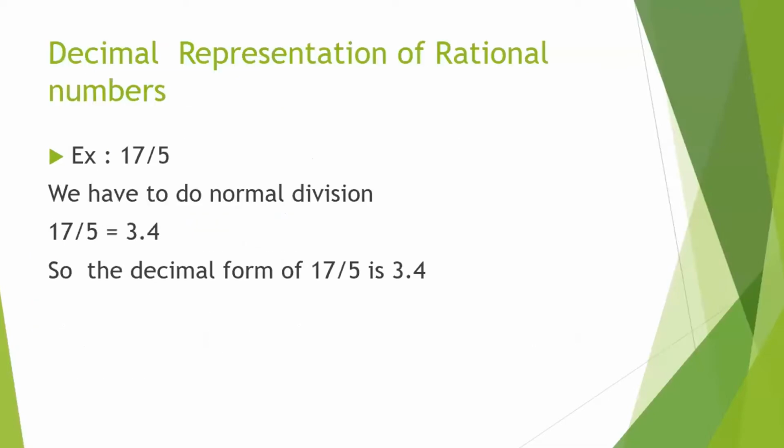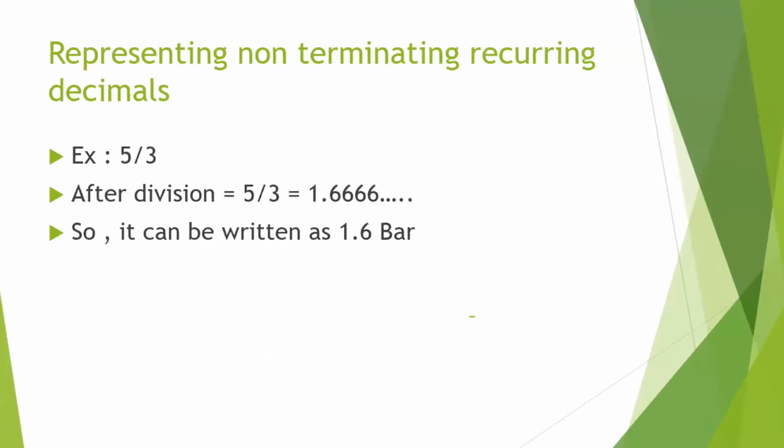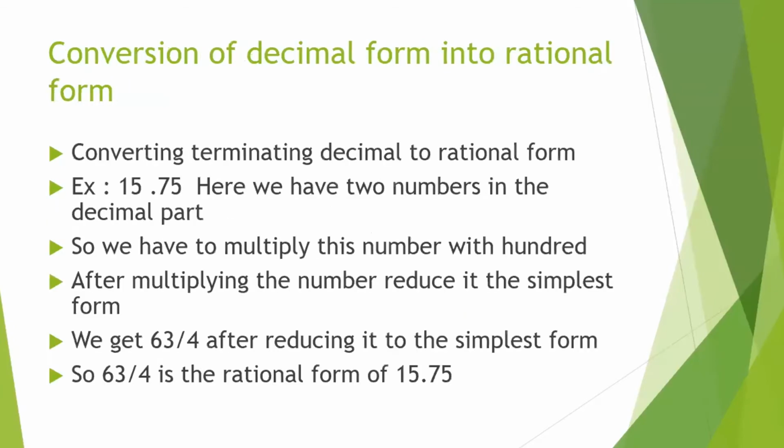Decimal representation of rational numbers. For example, 17 by 5. This is an easy topic. We have to do just normal division. After doing the normal division, the quotient is 3.4. Representing non-terminating recurring decimals. For example, 5 by 3. Normal division. 5 by 3 is equal to 1.666. We may represent this as 1.6, so it can be written as 1.6 bar.